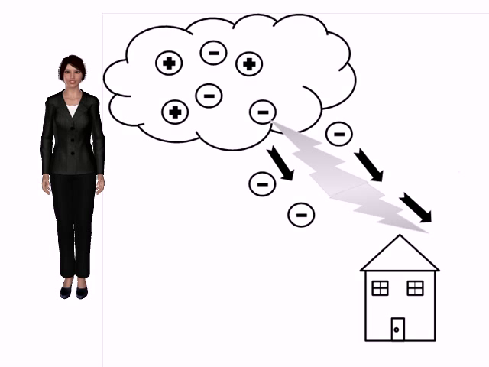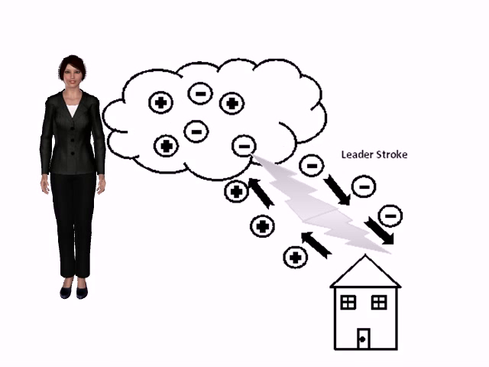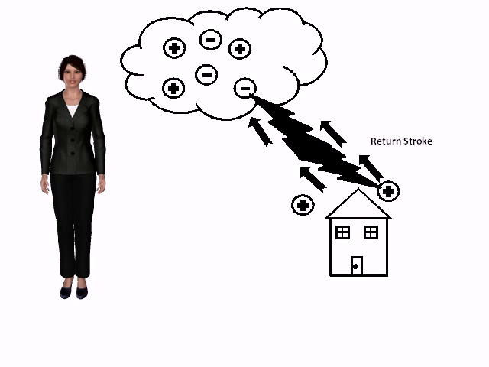It is not very bright. As the leader stroke nears the ground, it induces an opposite charge. So positively charged particles from the ground rush upward along the same path. This upward motion of the current is the return stroke. It produces the bright light that people notice as a flash of lightning.